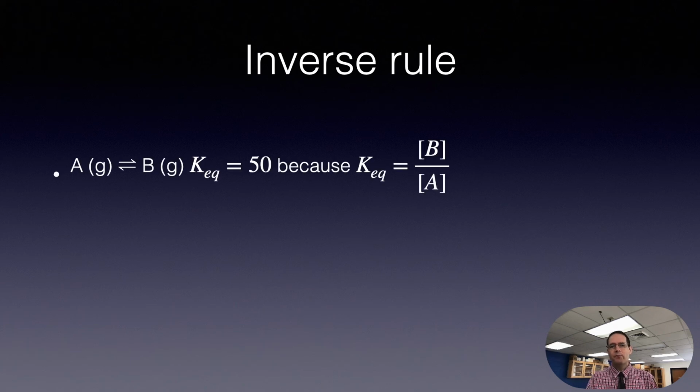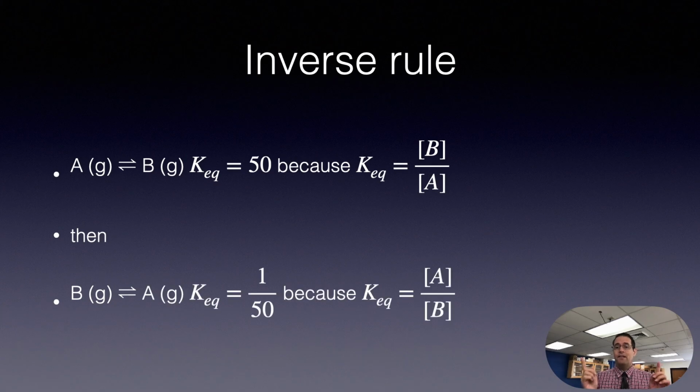Let's say we have a reaction. A is in equilibrium with B, and the equilibrium constant happens to be 50. Now we know that Keq is B over A. It's products over reactants. So then, if we take the reaction and we flip it, I call this flipping. If we instead write B in equilibrium with A, the equilibrium constant is 1/50th. So to calculate the inverse, you just do 1 divided by 50 and you get some number on your calculator, okay?